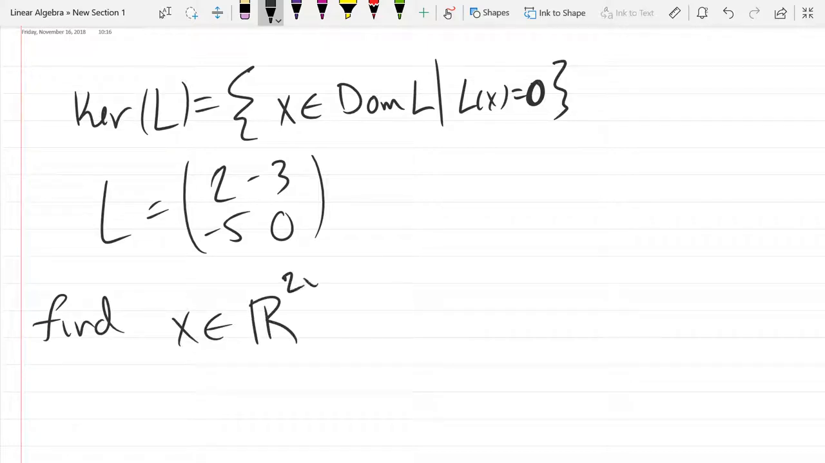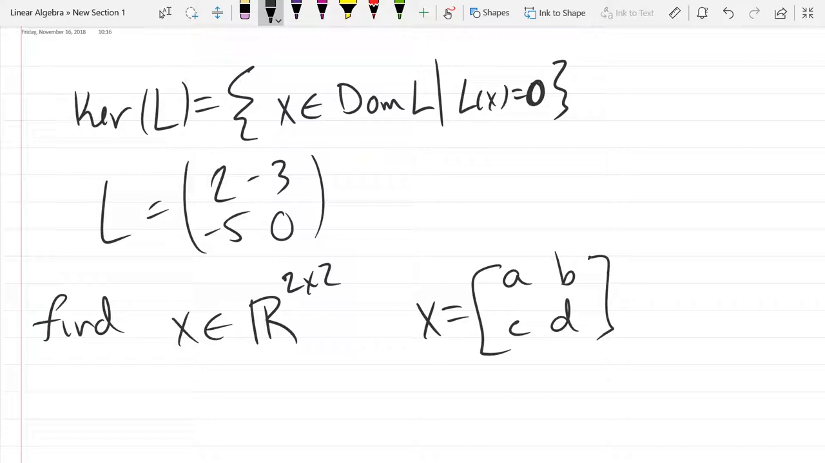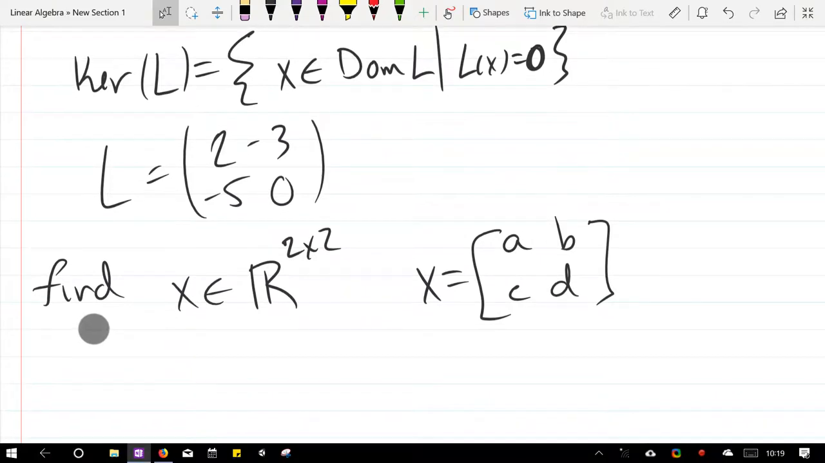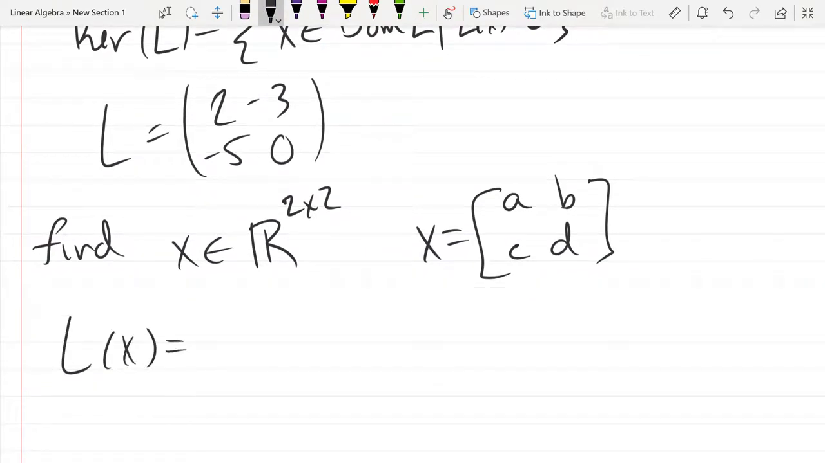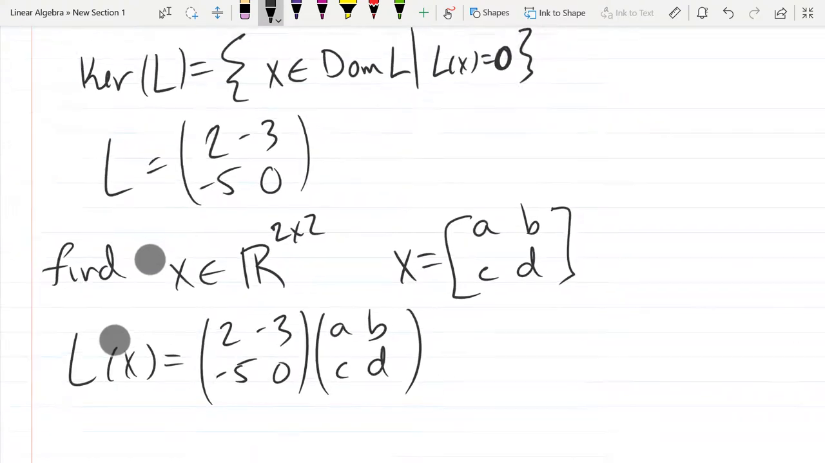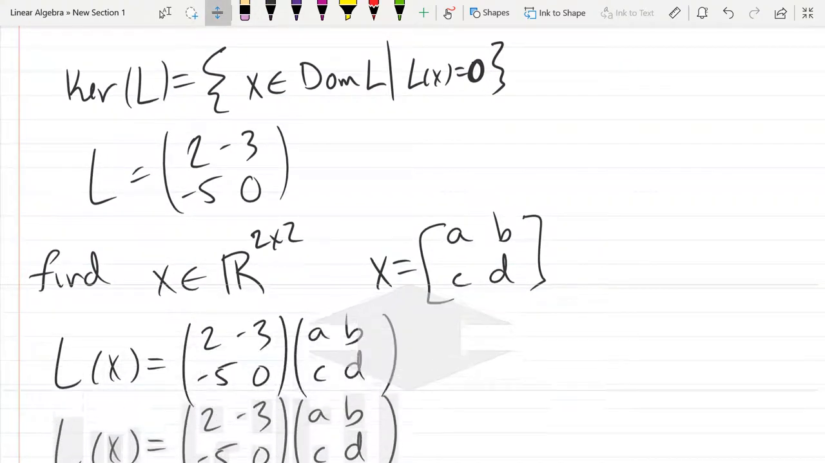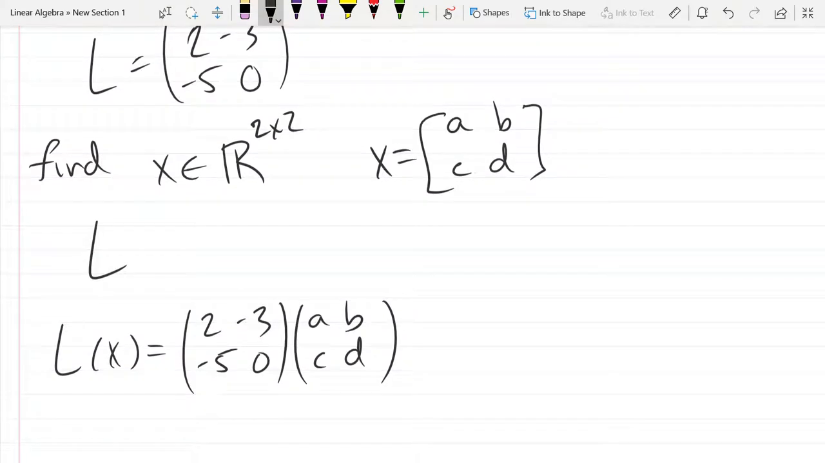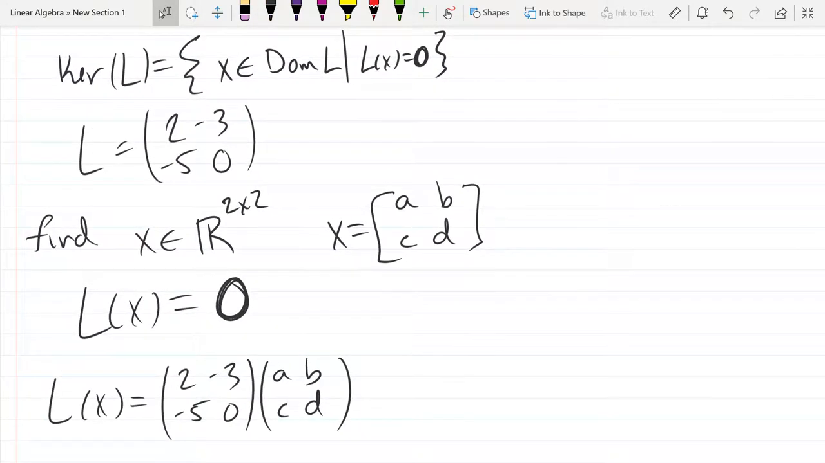So our domain is 2x2 matrices. So one way to write a 2x2 matrix, just put in generic coefficients. So it'll just be some matrix A, B, C, D like that. And now we're going to apply the L function to this matrix. And without flipping back to that page, that's multiplying on the left by L. And then I'm going to put the X matrix here, A, B, C, D. And the equation, I'm solving for X in the L of X equals 0 equation because I'm trying to find the kernel at the top of the board. So it's really similar to null space, exactly the setup for null space.